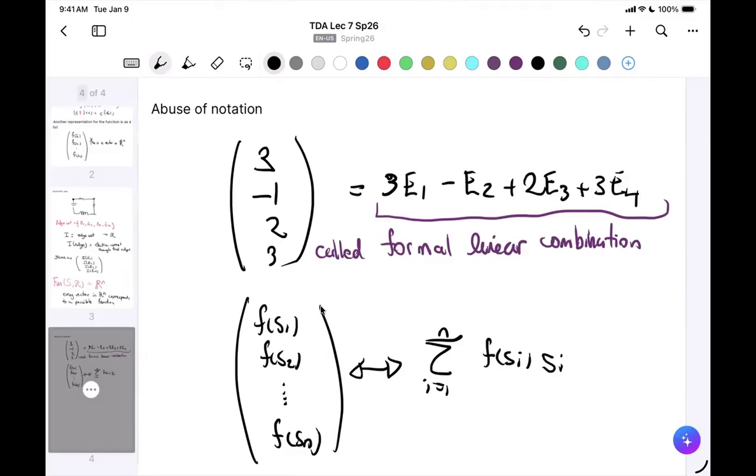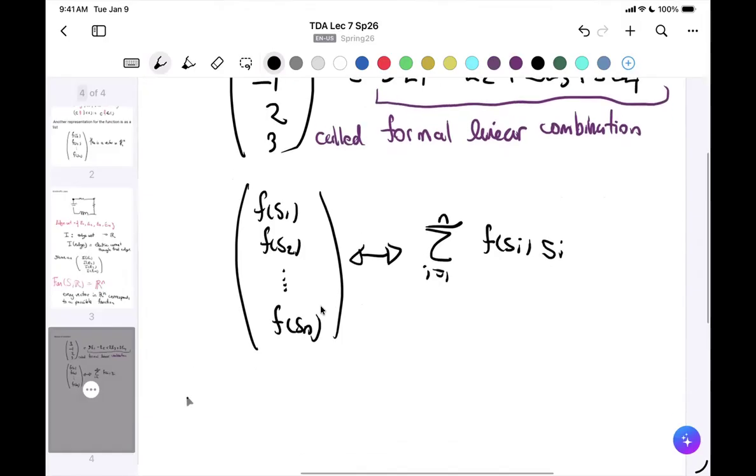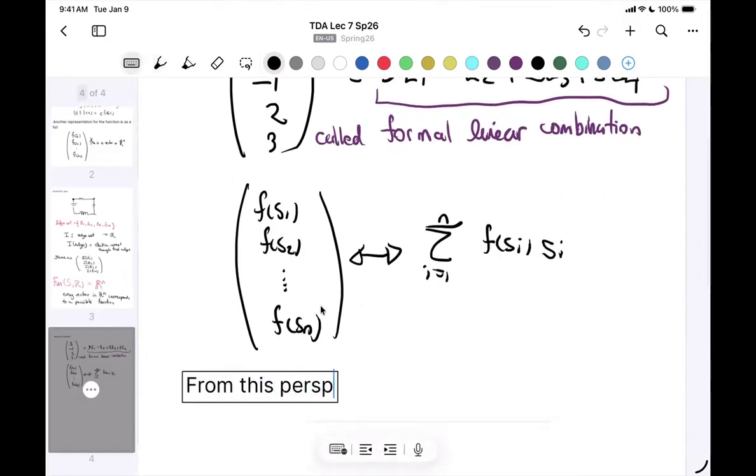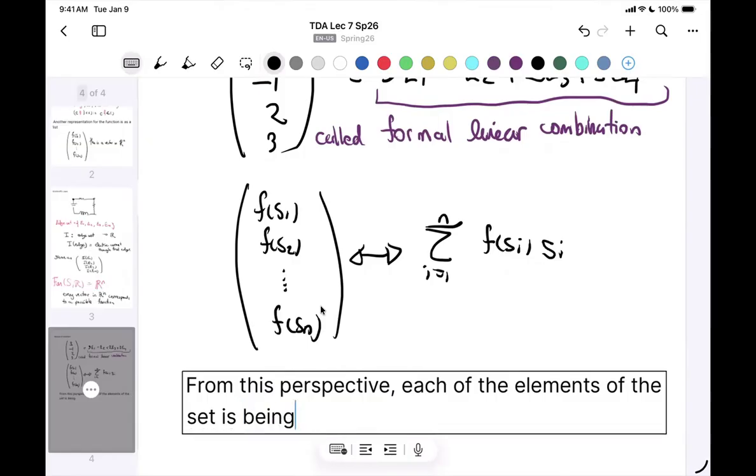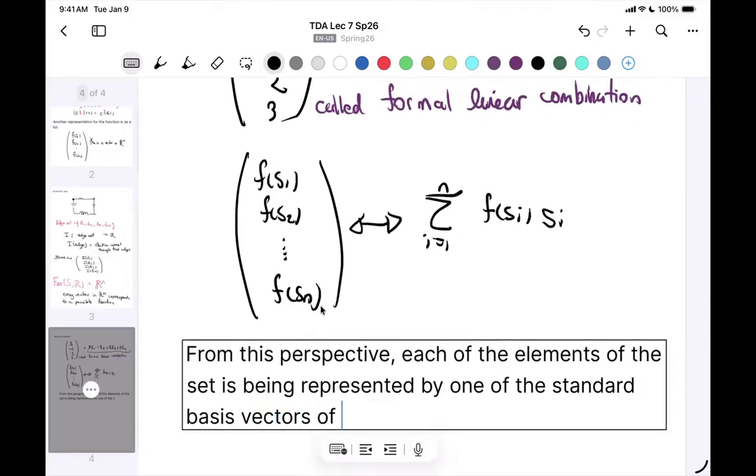So from this perspective, what you're thinking is that each of the elements in the finite set is assigned one of these standard basis vectors from Rn. So that's why you don't try to merge them anymore. From this perspective, each of the elements of the set is being represented by one of the standard basis vectors of Rn.